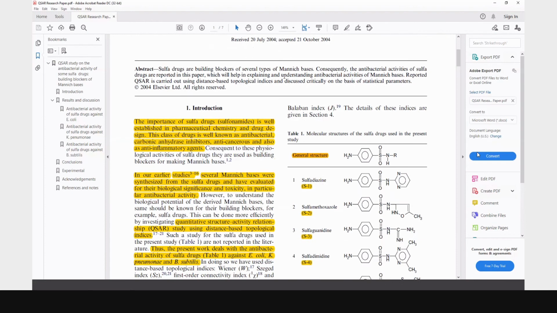Now, if you read this in detail, in this particular study they have carried out this QSAR using some distance-based topological indices. In this paper, they have considered molecular descriptors which are distance-based topological indices. Do you remember any distance-based topological indices that I explained last time?